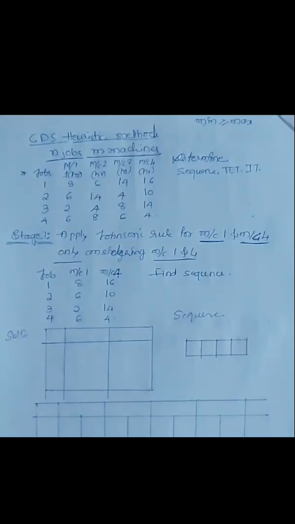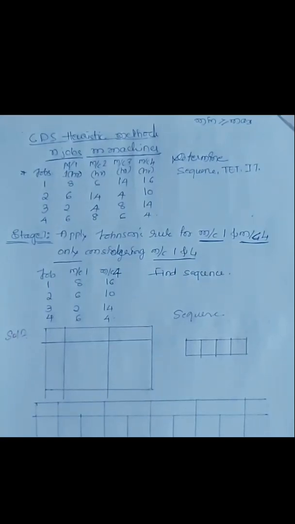Next time, the CDS heuristic method, which is nothing but, once again, using Johnson's rule. So in this, the machines are 4, 5, 6, 8, it may be any number. It will be called n jobs, m machines. Jobs may be any, machines may be any number, right? Now determine the sequence, total elapsed time and idle time. The same they have asked, but the machines are more than 3.